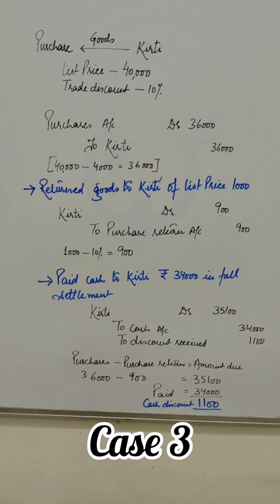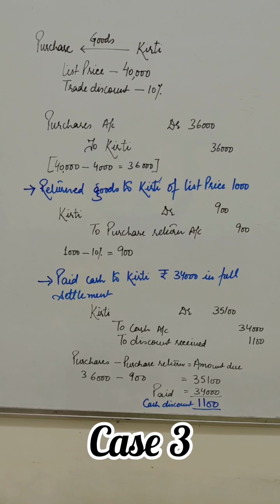Coming up to our last case, suppose goods are purchased from Kirti, the list price is 40,000, and we are availing a 10% trade discount. So our entry will be purchases account debit to Kirti. The list price of the goods was 40,000, on which a 10% trade discount of 4,000 is given, and so the final amount will be 36,000.